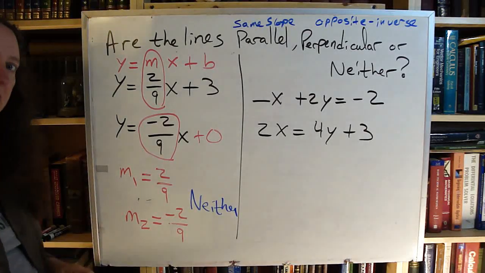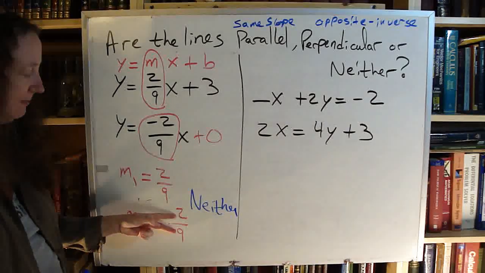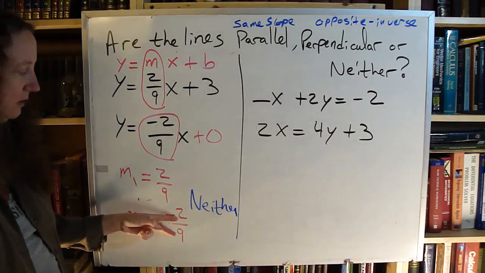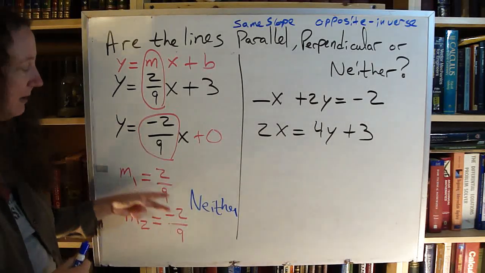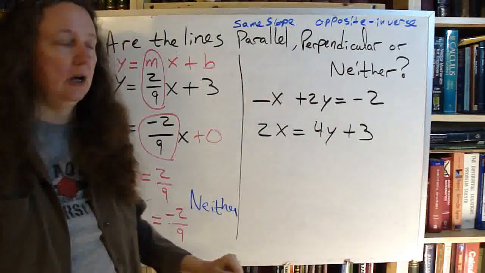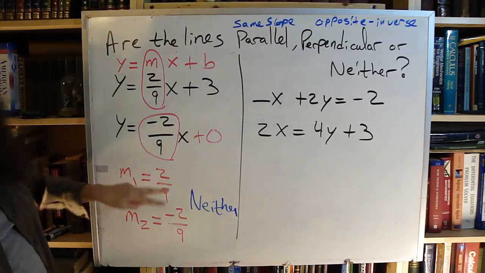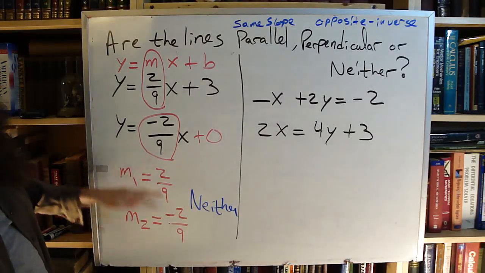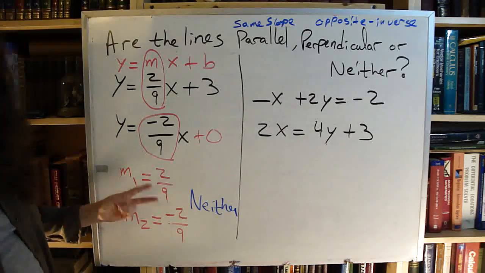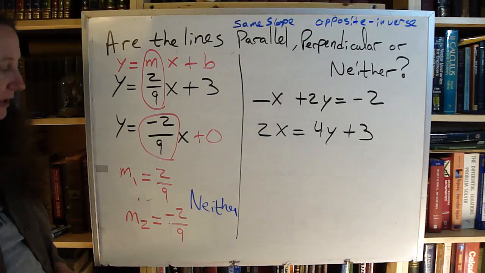Why is it not perpendicular? I have the same fraction, the same number part of it. 2/9, 2/9. That's the same. Perpendicular has inverse as well as opposite. So this would be 2/9 and 9/2. But that's not flipped over, so therefore it's not perpendicular. So it's neither.